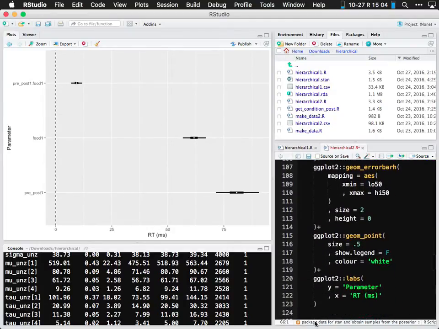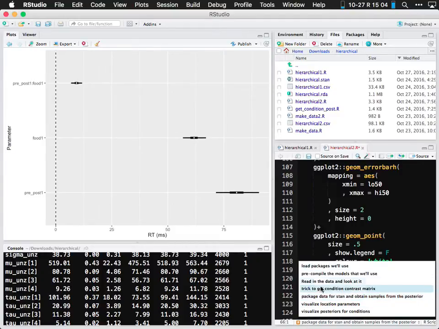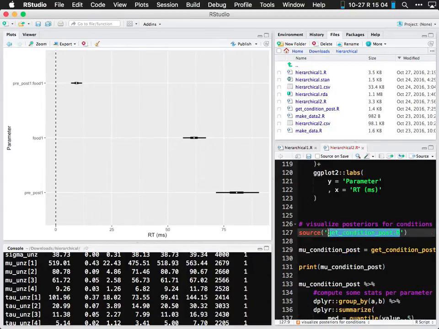The next little section, if we go in our table of contents, is visualize posteriors for conditions, the last section. This is the one that gets at Christine's question: what should we believe about the means per condition? Another way of asking is, what were the means for each of the 4 conditions? I made a little script to do this relatively automatically.